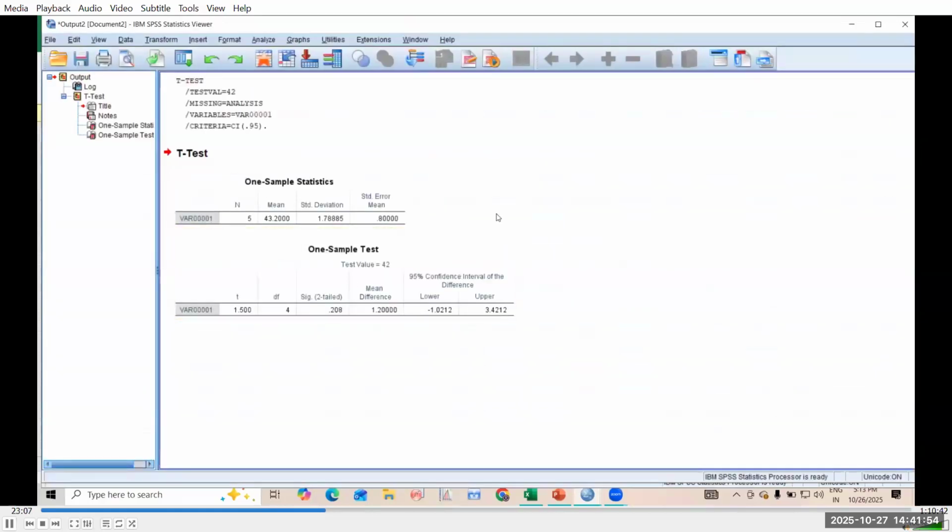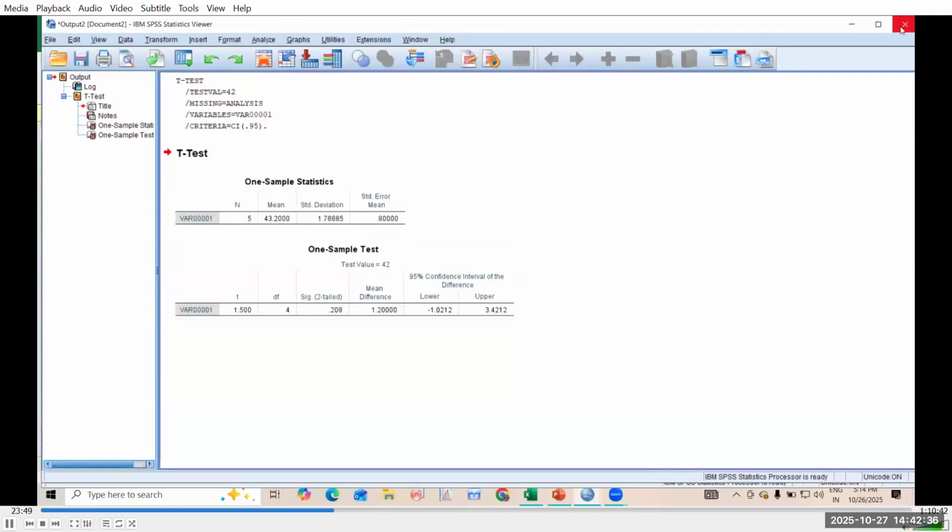Here we'll see one table. We can see the descriptive statistics, that is mean, standard deviation, and standard error mean. Here we'll see the one sample t-test, and the significance level is 0.208, which is not less than 0.05. Means the p-value here is not less than 0.05, which shows there is no significant difference between the mean value of all the cookies and the hypothesized test value.